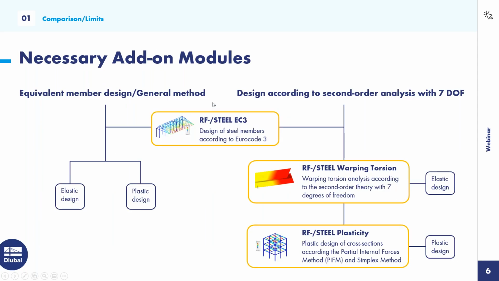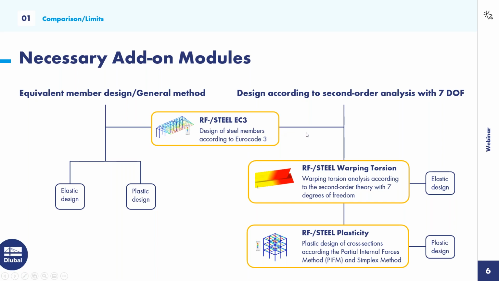Another overview: necessary add-on modules. You need the add-on module Steel EC3 for all 3 methods. For the equivalent member design and the general method, it's possible to do an elastic and a plastic design. How to define that, I will show you in the add-on module.